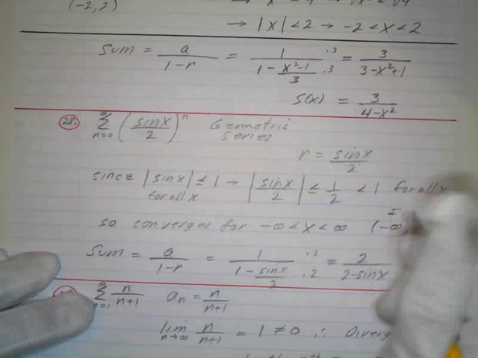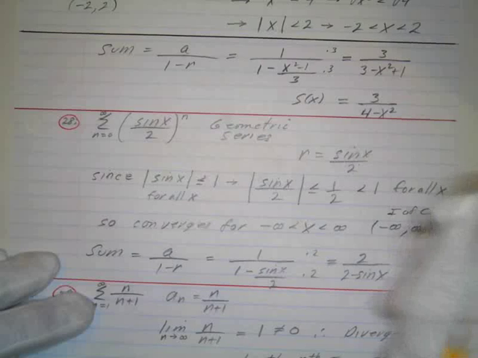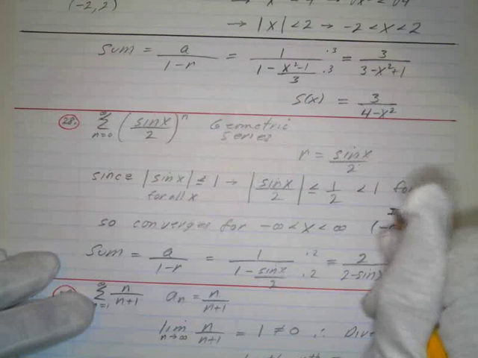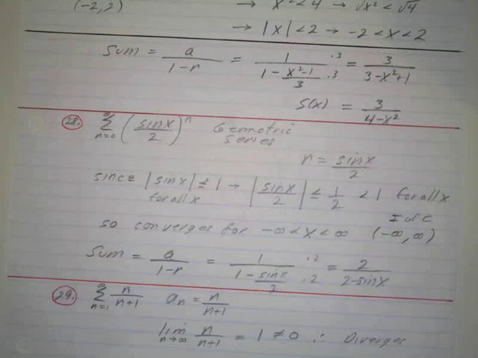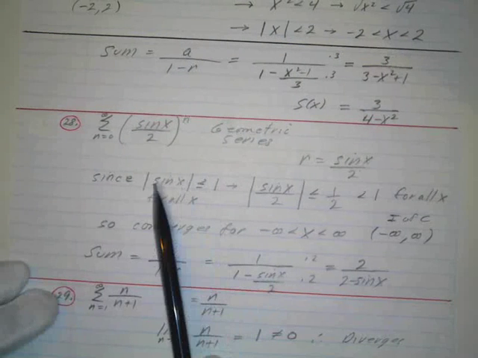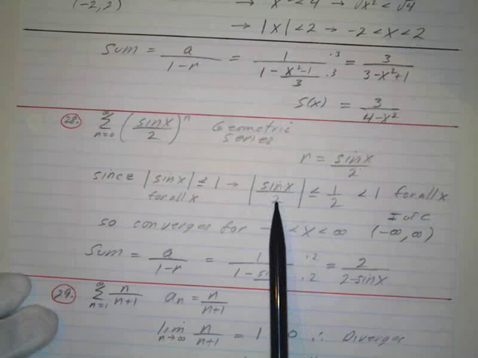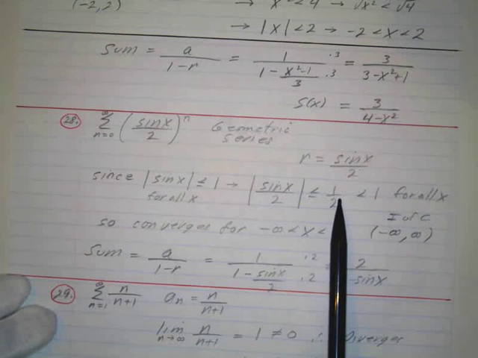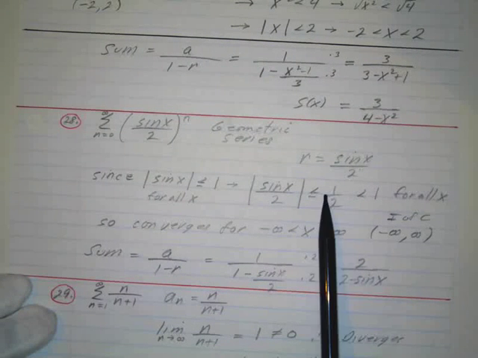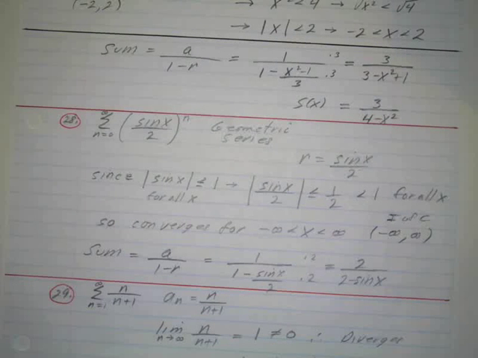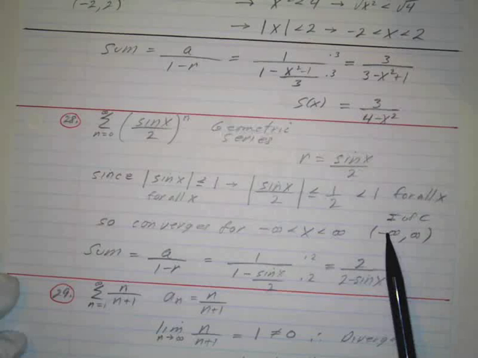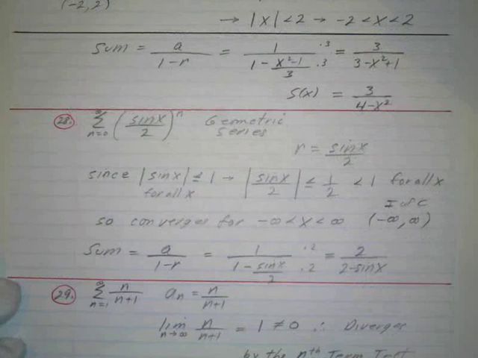Or I should say not the radius of convergence, the interval of convergence. Pardon me. So again, we just have to know that the absolute value of the sine of x is always less than 1, so that implies that this is going to be less than 1/2. And since 1/2 is always less than 1, then it converges for all values of x, so the interval of convergence is negative infinity to infinity.